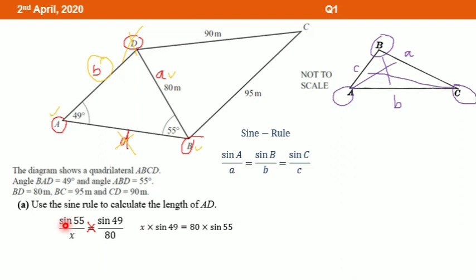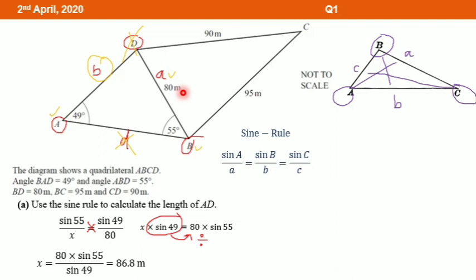You can use a calculator, but please do not calculate it first. You have to manipulate the equation, make x equal to something. So this sine 49, you have to move it here, become what? The opposite of multiplication is division, right? So x will be 80 times sine 55 divided by sine 49. When you type it in your calculator, it will be 86.8 meters, because this is given in meters.